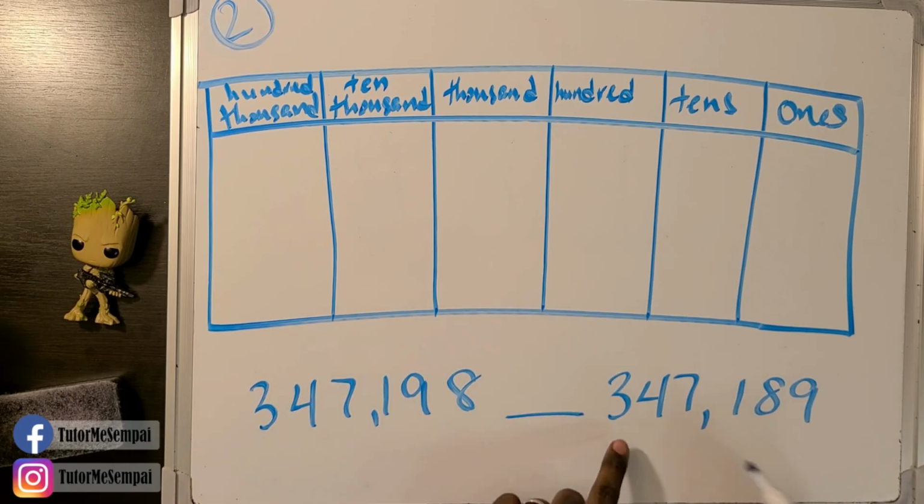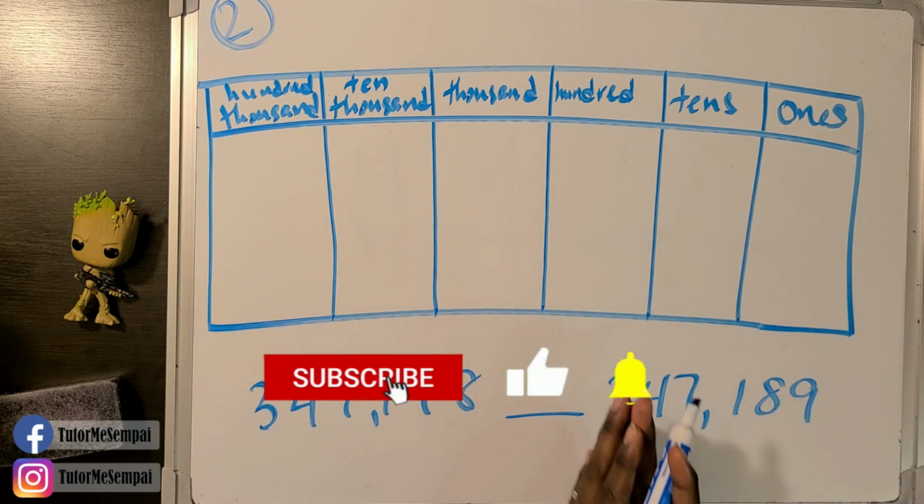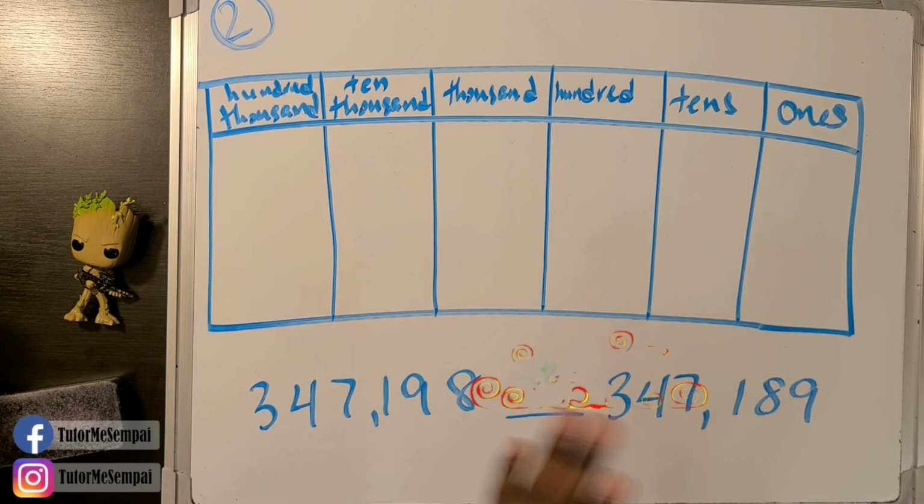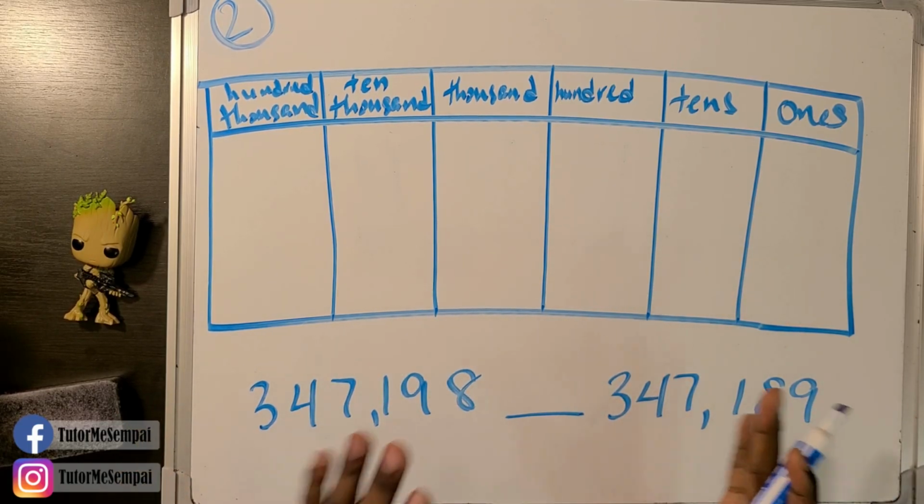Our second number is 347,189. We want to know which one of these is bigger. So let's put them both into our place value chart and start comparing our place values. Remember, start from the right. Even if you can fit everything in at once, start from the right.